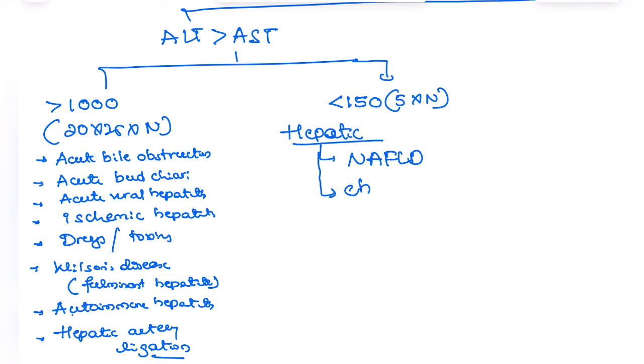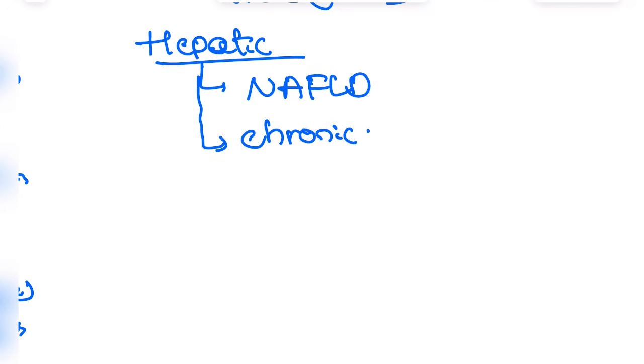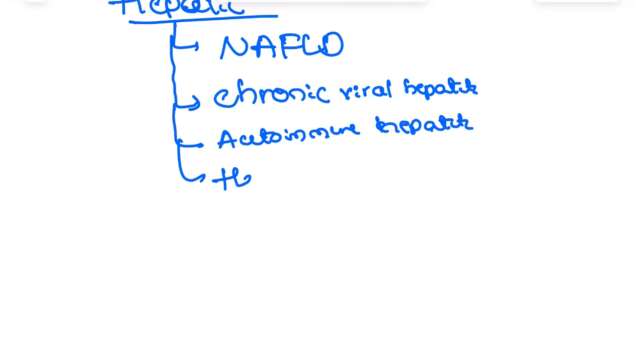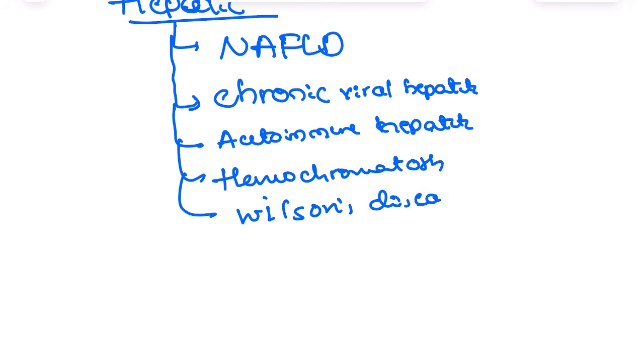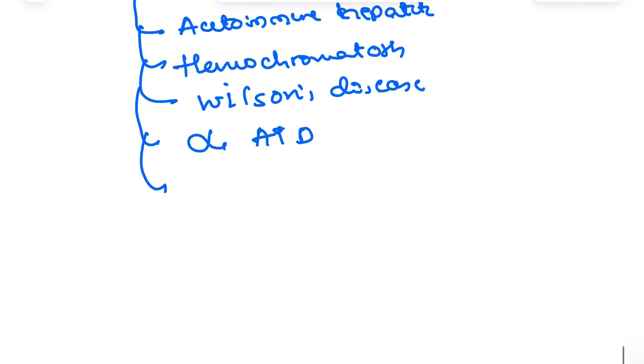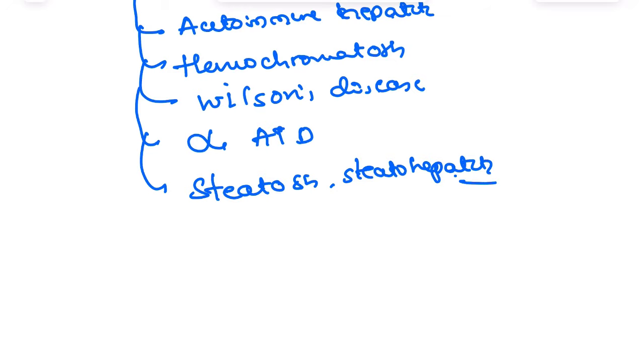And chronic viral hepatitis, autoimmune hepatitis, chronic form, hemochromatosis, and Wilson's disease, chronic form, not the fulminant one, and alpha 1 antitrypsin deficiency syndrome, and simple steatohepatitis will have the pattern of raised enzymes like this.